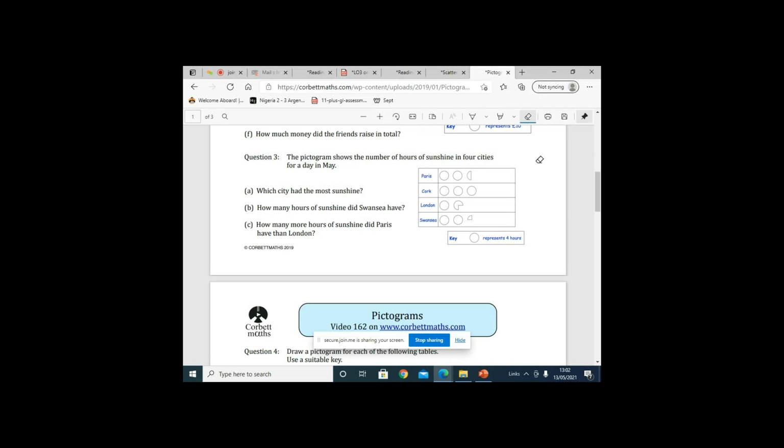So how much more sunshine is there in Paris than in London? In Paris, that is going to be 10. Then in London, it's going to be 7 hours. So that's 3 hours.